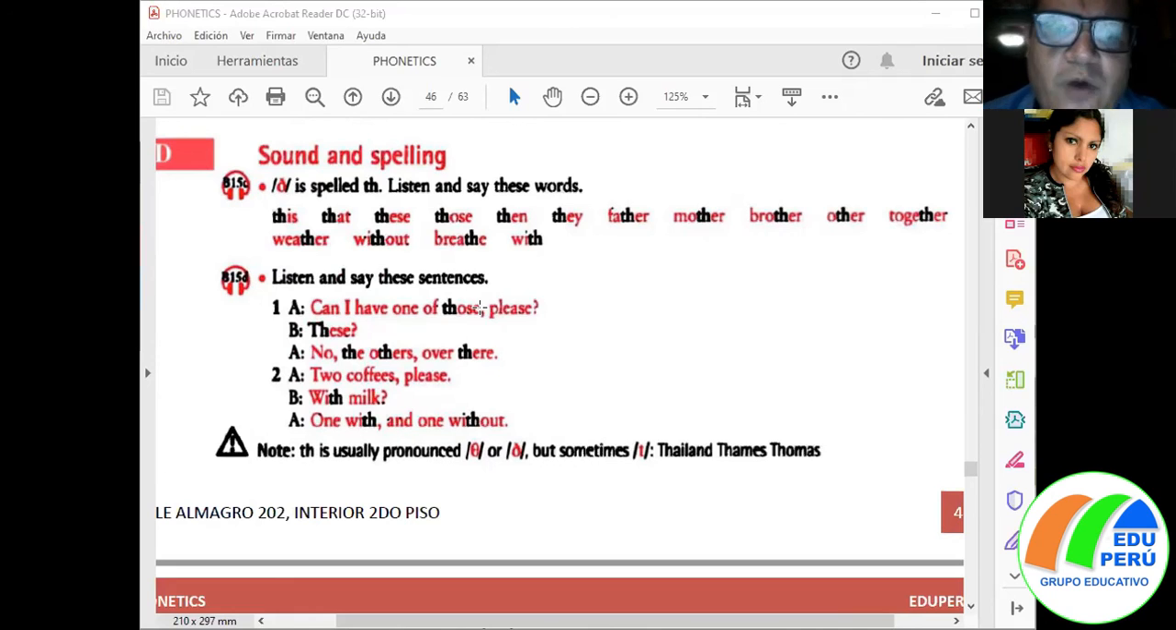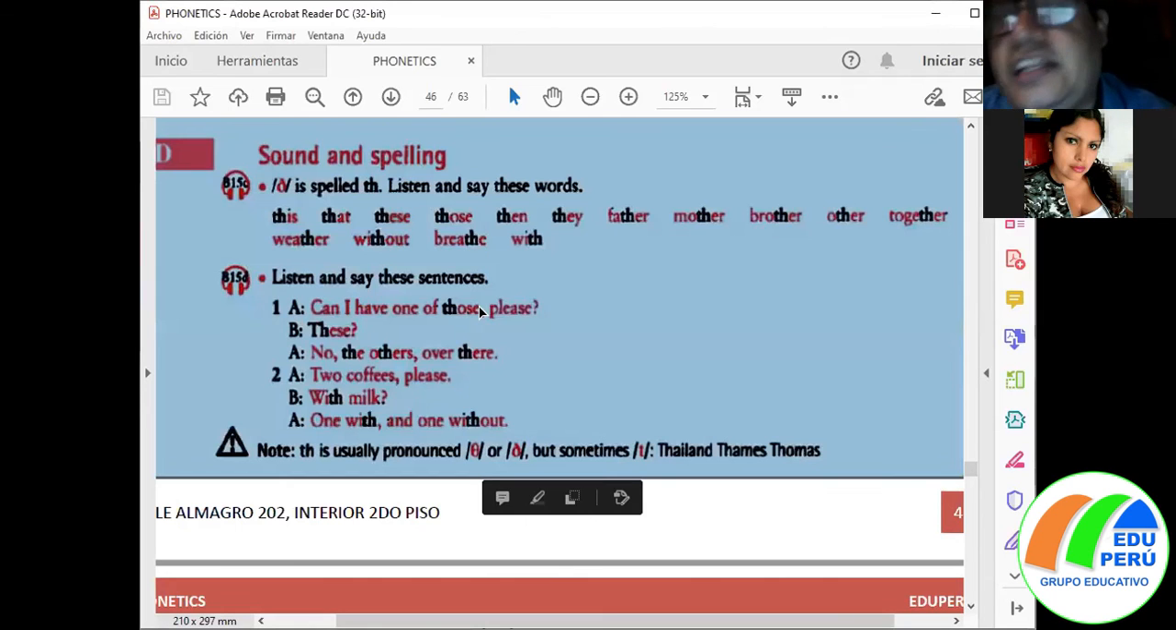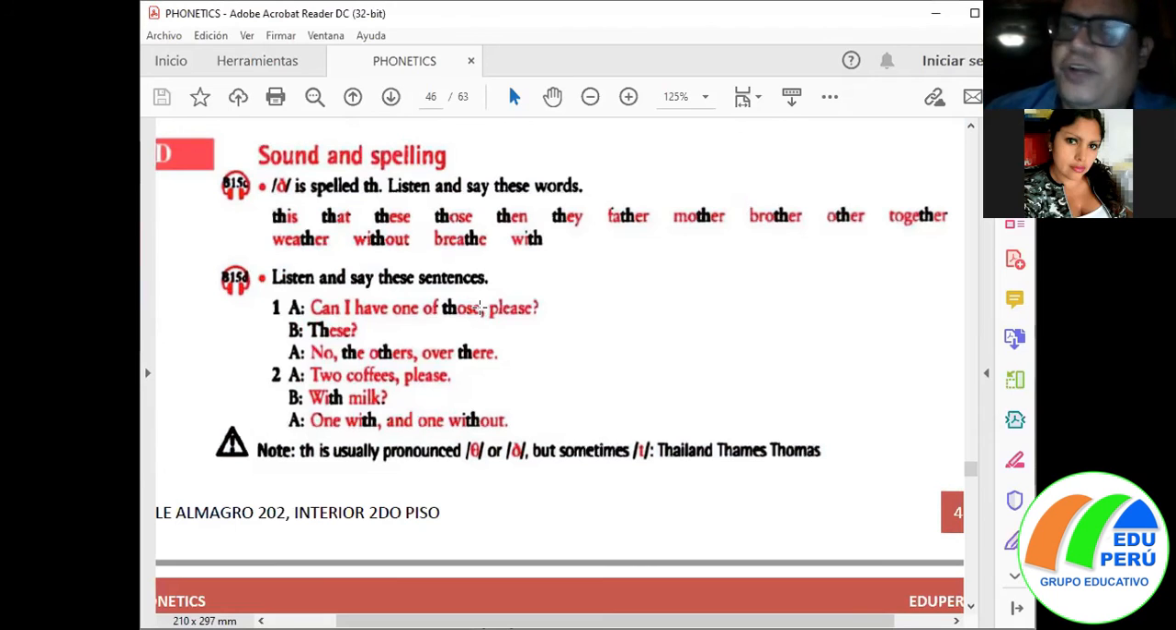Let's pass to the sentences. 1A. Can I have one of those, please? Those. Remember, can I have one of those, please? These? No, the others over there. I'm exaggerating because the first times you try, it's very important to exaggerate it in order to recognize the sound, and then you can produce it naturally. Now, let's continue with number 2.